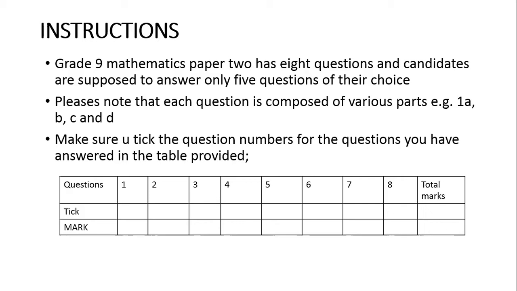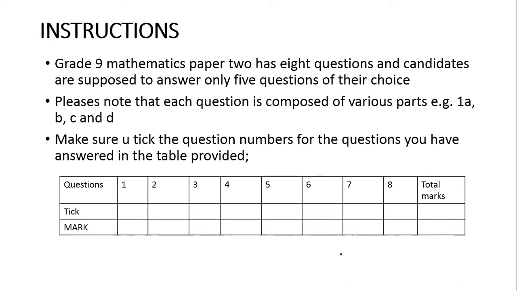For example, one question can have about 4 different parts, others can have 6 different parts, others can have 3 different parts numbered in different ways. For example, we can have question 1A, question 1B, question 1C, question 1D, and that will give us one question altogether. Right? Make sure that you tick the question number for the question you have answered in the table provided.